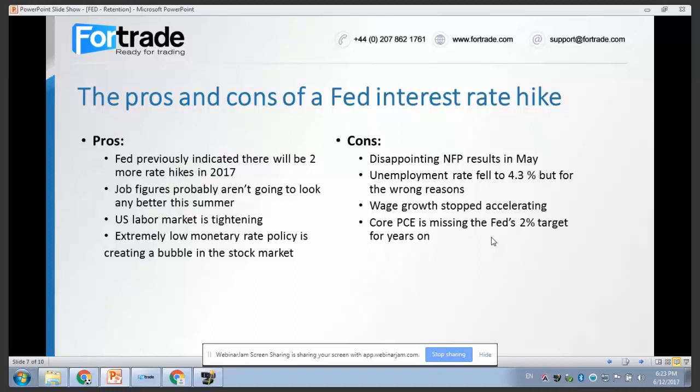Counterarguments against the interest rate increase decision include the disappointing NFP results in the previous month. Actually, the results that we got just in June.